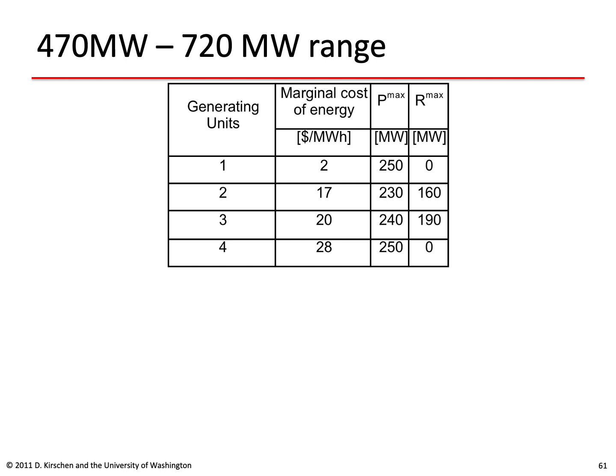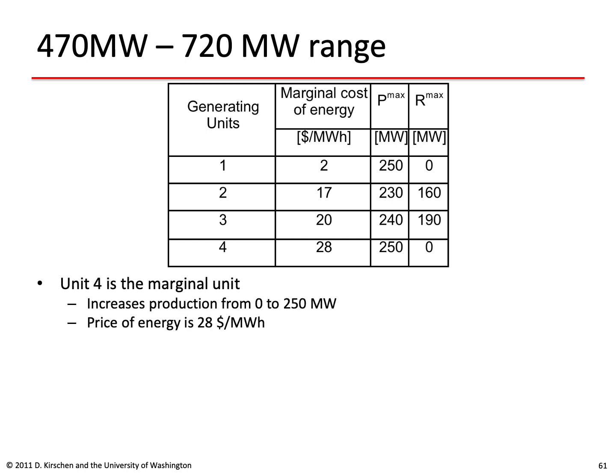When the load reaches 470 megawatts, Unit 3 reaches a production of energy of 50 megawatts, which is the maximum that it can produce if it still is going to provide 190 megawatts of reserve. Therefore, at that point, Unit 4 becomes a marginal unit, and its production is going to start increasing from 0 to 250 megawatts, which is its maximum output. And therefore, the price of energy in that range will be the marginal cost of energy produced by Unit 4, which is $28 per megawatt hour.